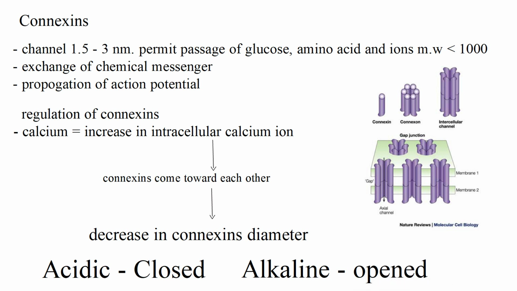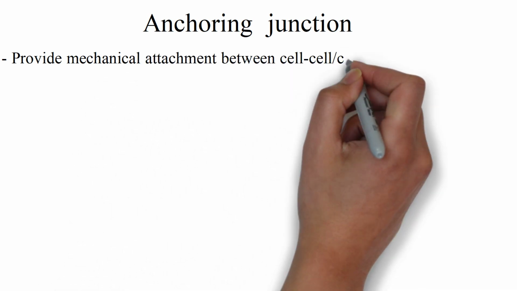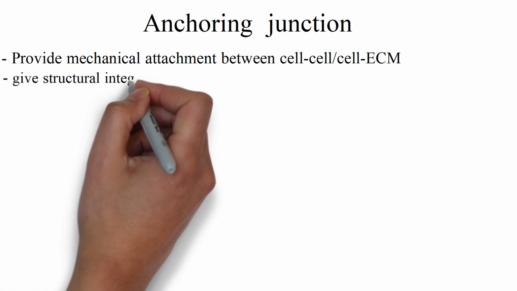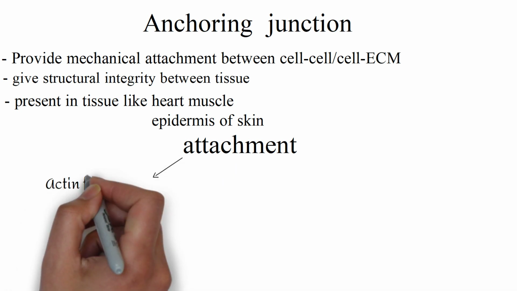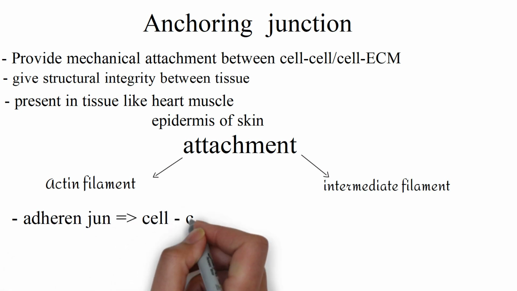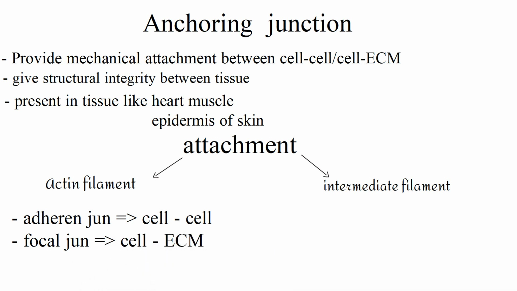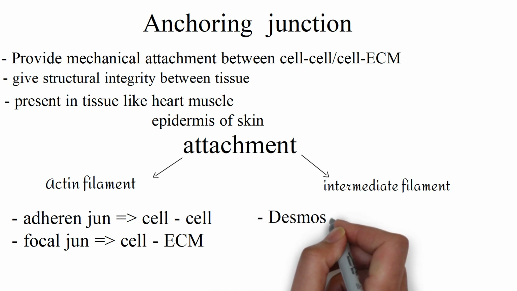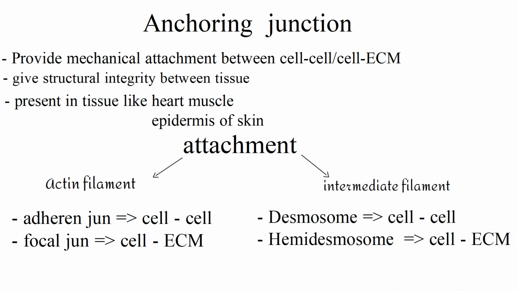Anchoring junction. This junction provides the mechanical attachment between cell to cell or cell to extracellular matrix. It gives structural integrity between the tissue. It is present in heart muscle and epidermis of skin. This connection takes place by two types of filament, actin filament and intermediate filament. In actin filaments, if there is cell to cell connection, then this is known as adherent junction, and if there is cell to extracellular matrix connection, then this is known as focal junction. On the other hand, in intermediate filaments, if the junction is between cell to cell, then this is known as desmosome, and if the junction is between cell to extracellular matrix, then this junction is known as hemidesmosome.